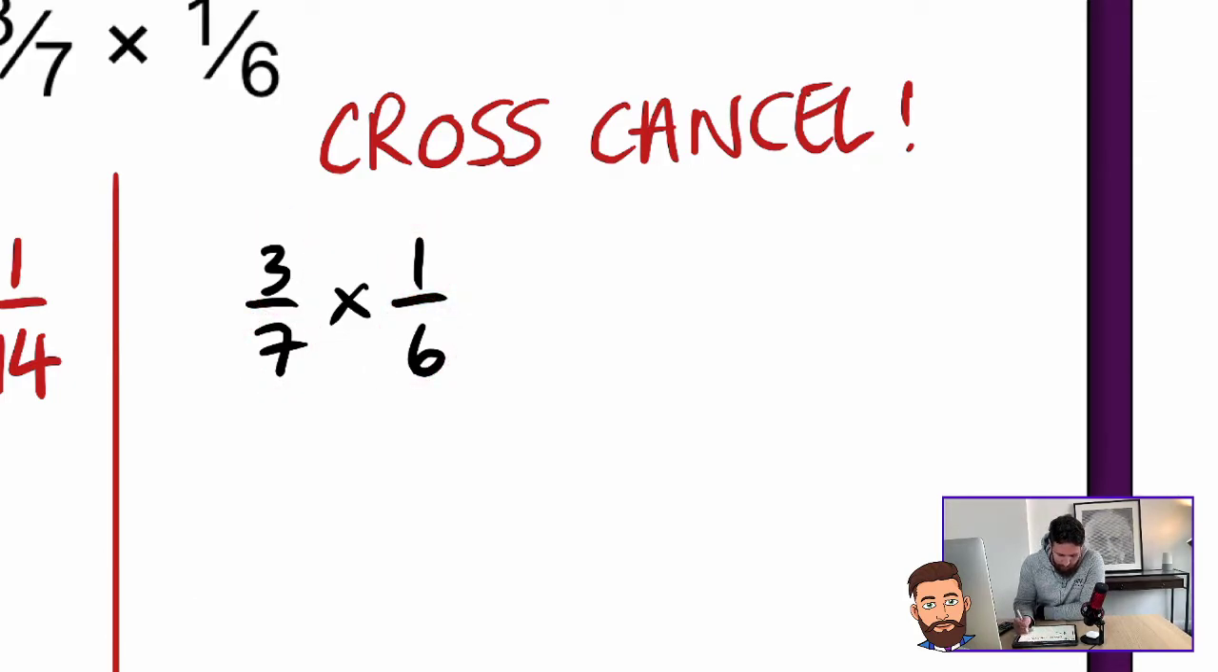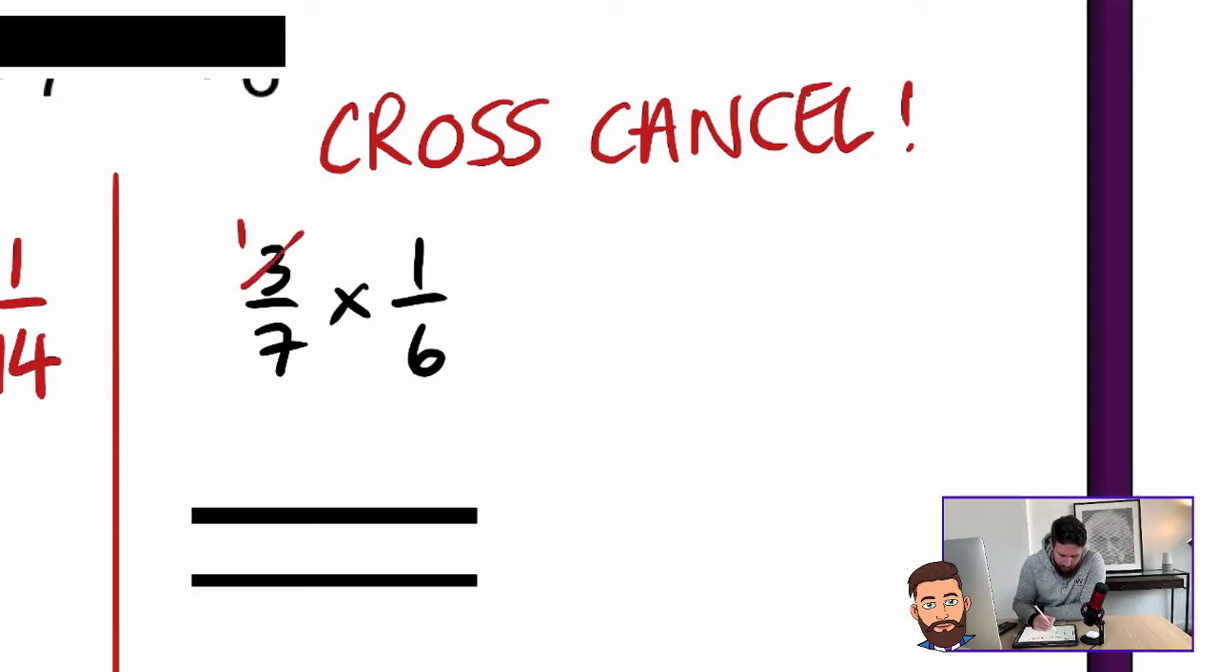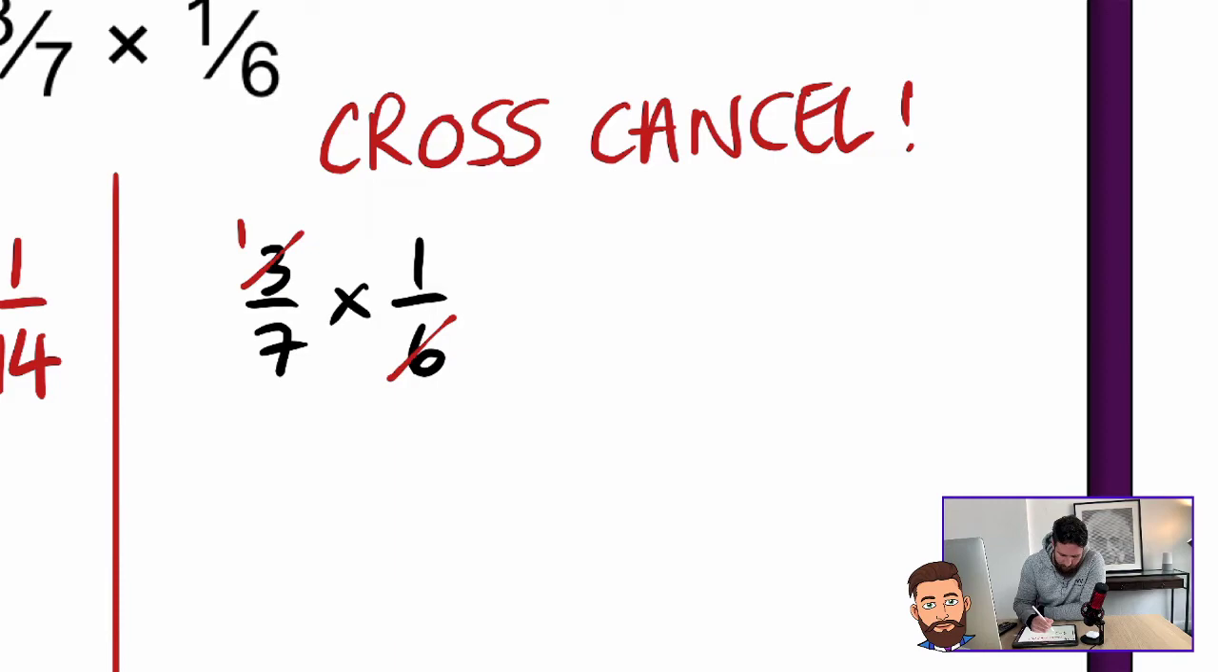What goes into 3 and 6? 3. 3 goes into 3 once. 3 goes into 6 twice. Now I can multiply across as normal with my new numbers. We got 1 times 1 is 1. 7 times 2 is 14.